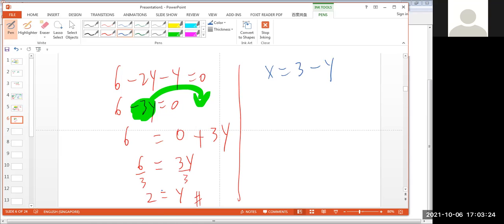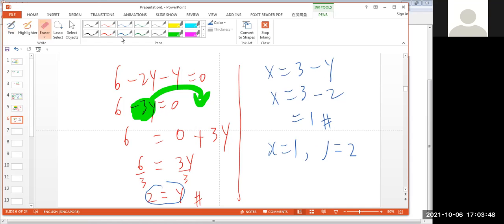So my y is already equal to 2 from here, right? So my x is equal to 3 minus y, I replace y equals 2. So x equals 1. Okay, so that's the answer for x and y. If you want to write it clearly so that your teacher can see it properly, x equals 1 and then y equals 2. That's the answer. So I have used the substitution method to solve this question.